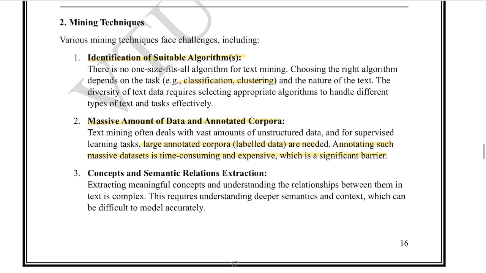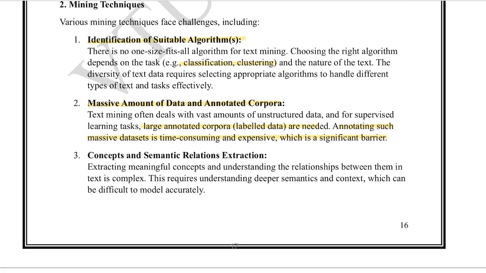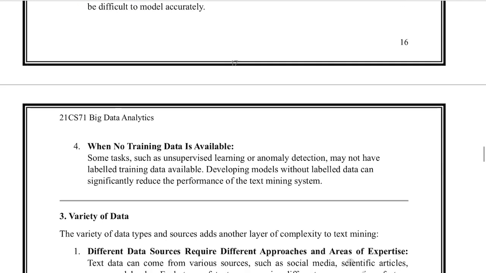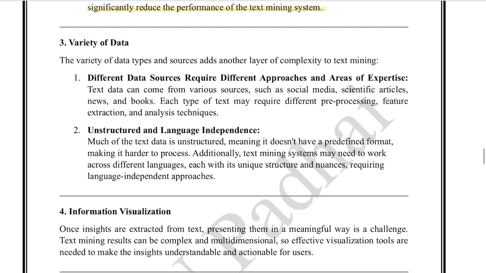Next is semantic relation. So what happens is again the previous one only, extracting meaningful concepts and understanding the relationship between them, sometimes very complex. Next is when no training data is available, developing models without them reduces the performance of the system. Next you have is the variety of data. Variety of data is like how the data you have taking it from, what are the sources, whether it's social media, scientific articles, news or textbooks. So different preprocessing techniques are there for the different varieties of data.